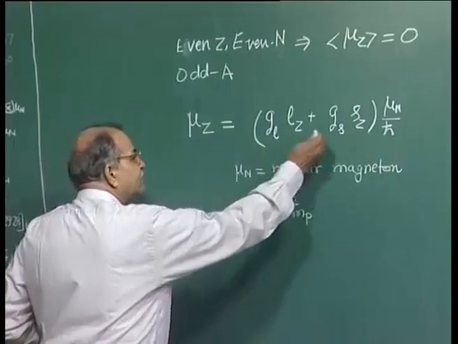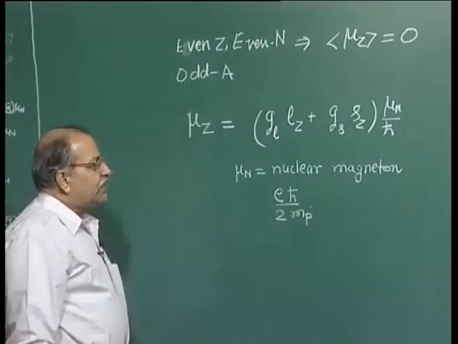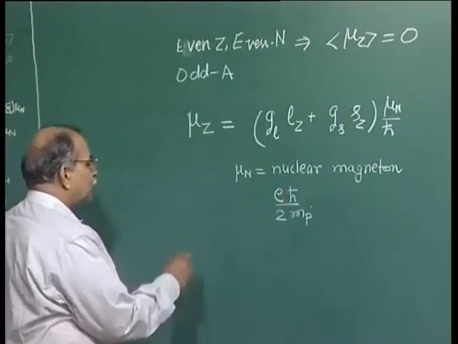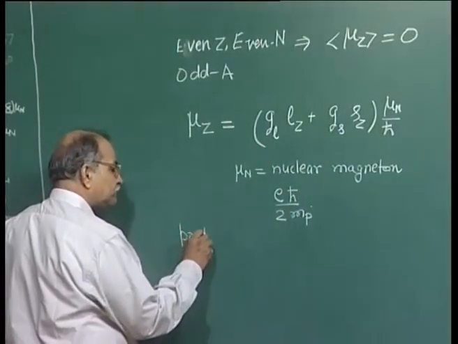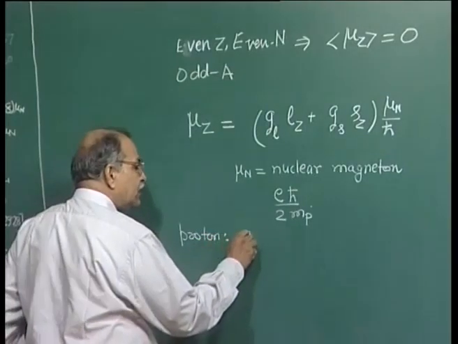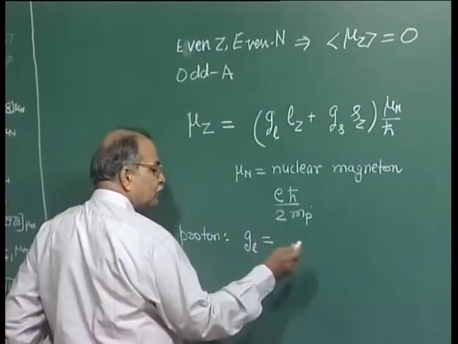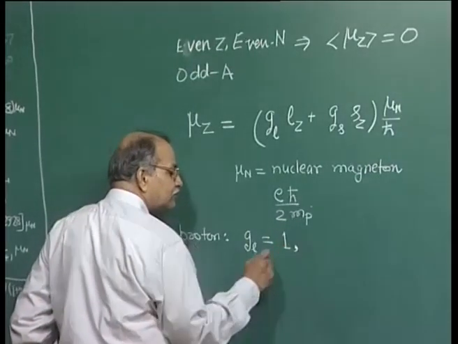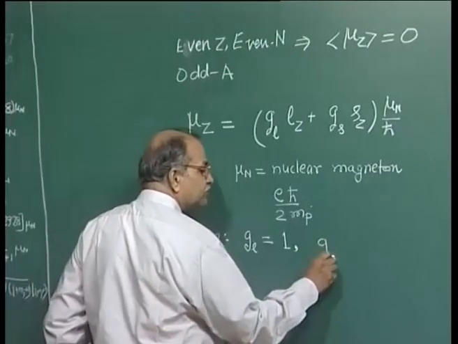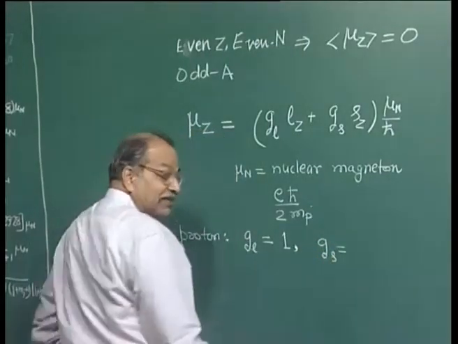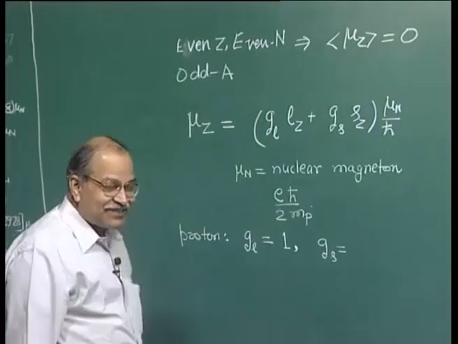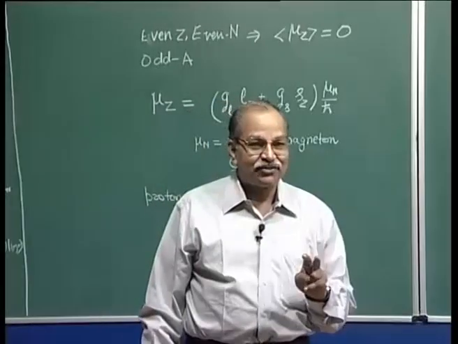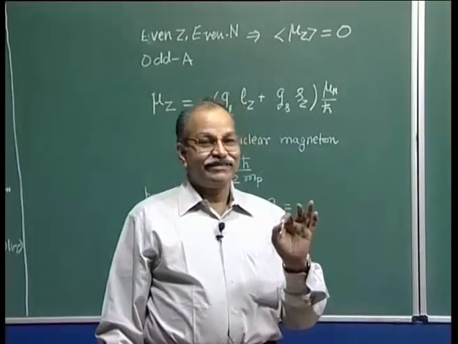And these gL and gS values, g values, are different for proton and neutron. So, for proton, you remember, what is gL? For proton gL is 1, and gS is... no, it is not 2. gS is 2 for the electron, right. For the electron gL is 1 and gS is 2.